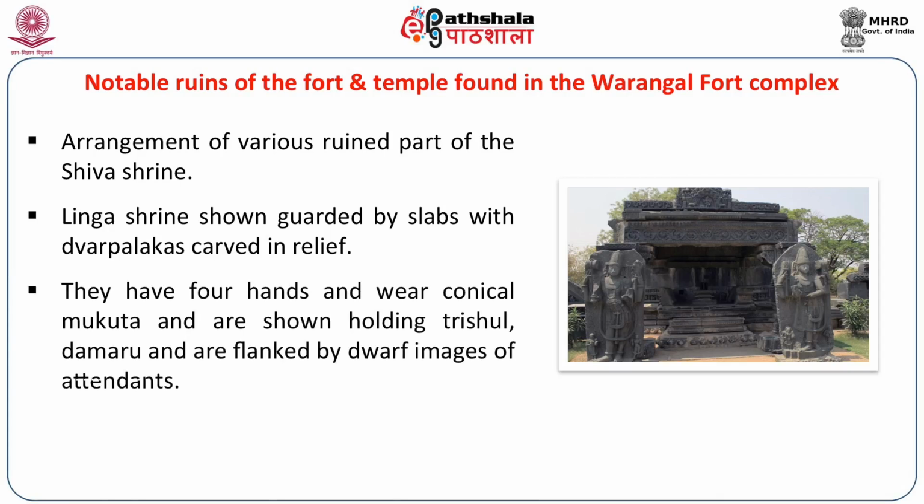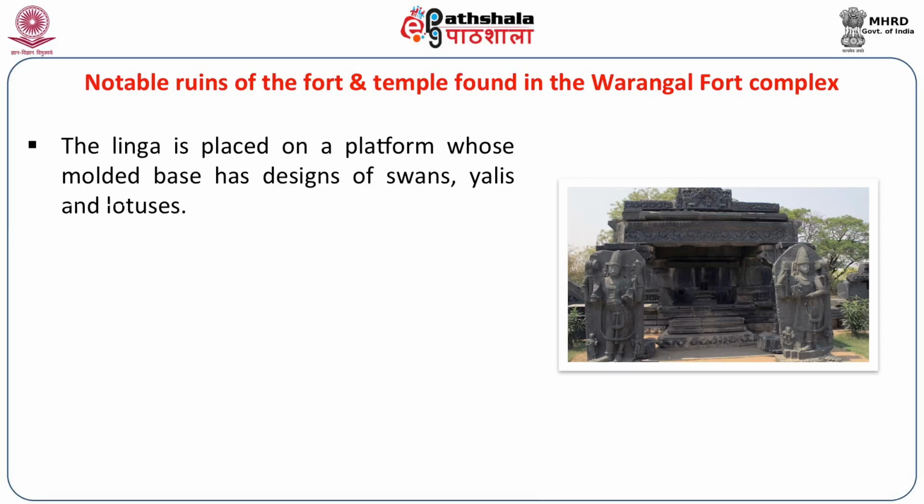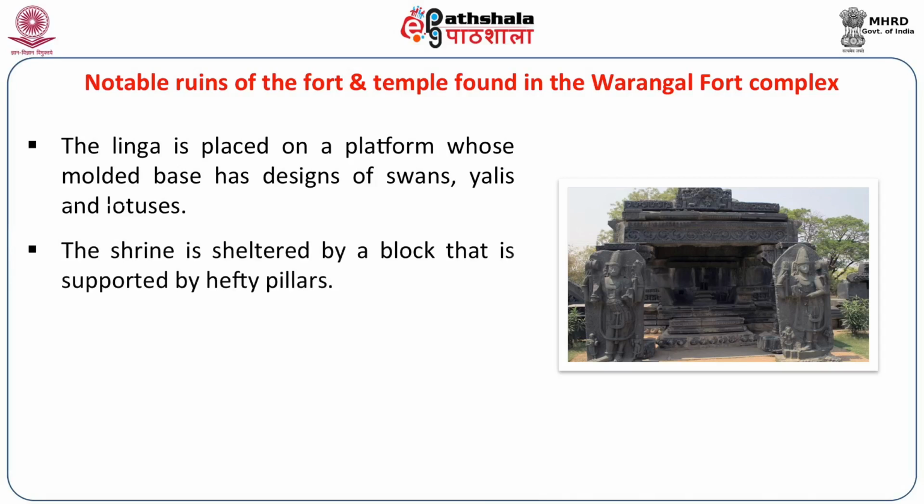They have 4 hands and wear a conical mukuta and are shown holding the trishul and damru, flanked by dwarf images of attendants, the ganas. The linga is placed on a platform whose molded base has designs of swans, yalis, and lotuses, the three most favorite sculptural details of the Kakatiyas. The shrine is sheltered by a block that is supported by hefty pillars.